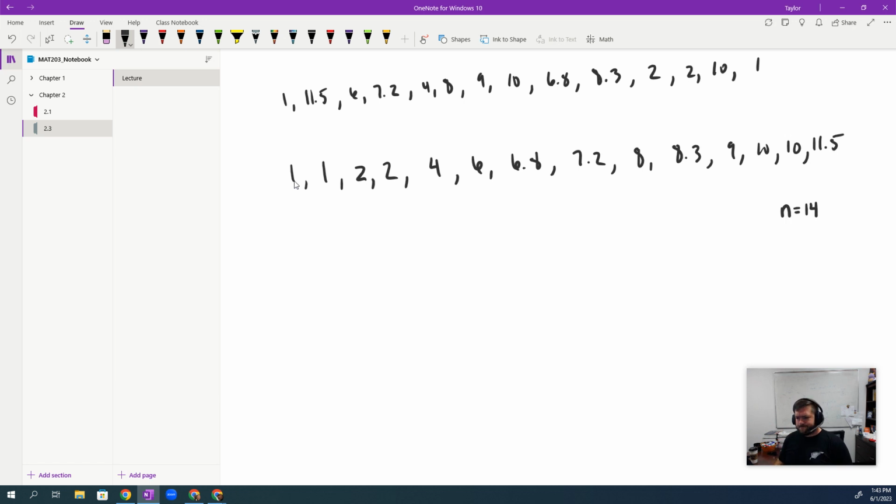Okay, now, what's the minimum? The minimum is the smallest number, so the minimum is 1. What's the maximum? That's the biggest number, so that would be 11.5. Now, if you do 14 divided by 2, you get 7, right? So 1, 2, 3, 4, 5, 6, 7. I've cut the data exactly in half, right? There's 7 in the first half and 7 in the second half.